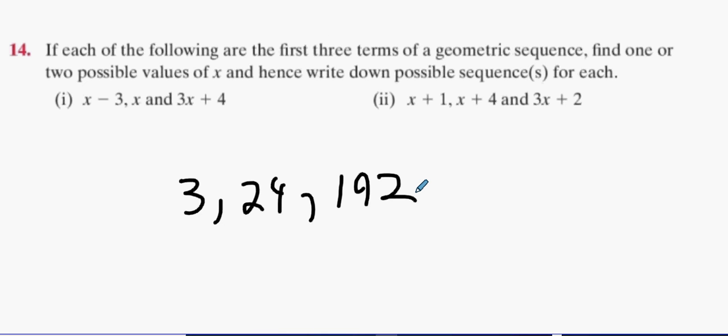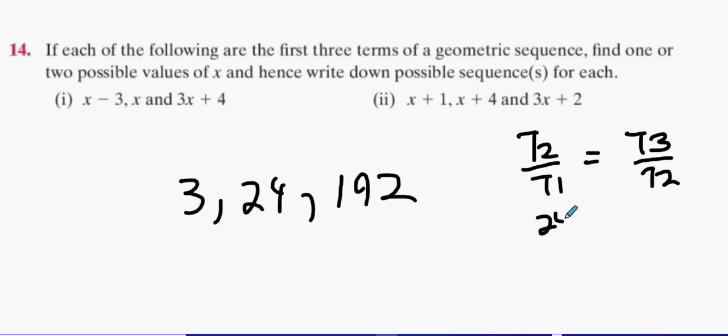Now there's a rule for geometric sequences, right? And here's the rule. T3 divided by T2 would give you what value? Or T2 divided by T1, wouldn't it? So what would be the result of both these questions then? They'd both be the answer 8.